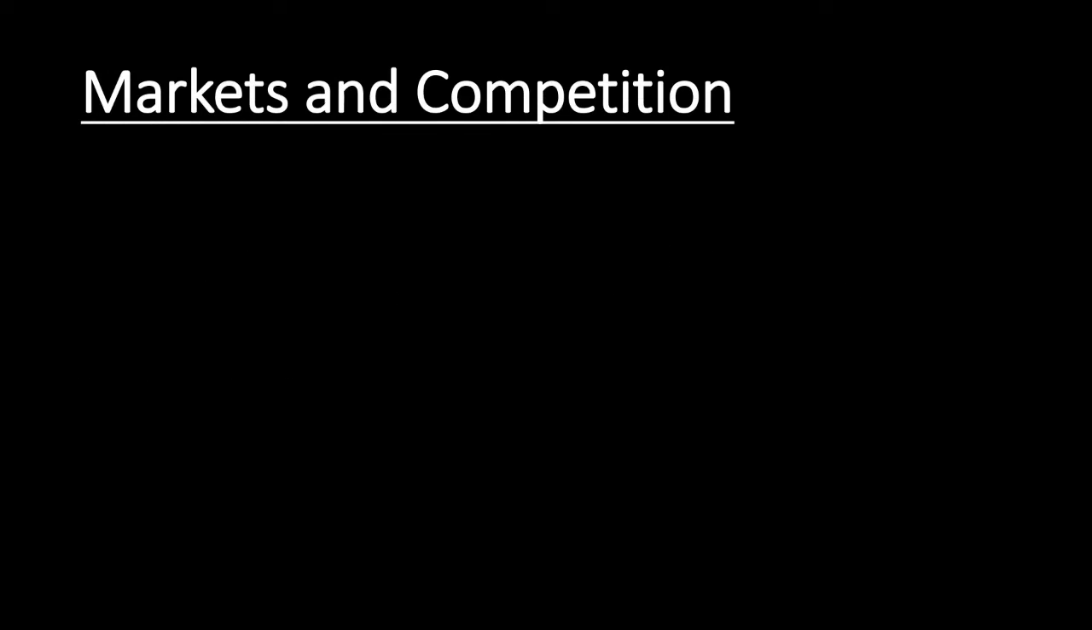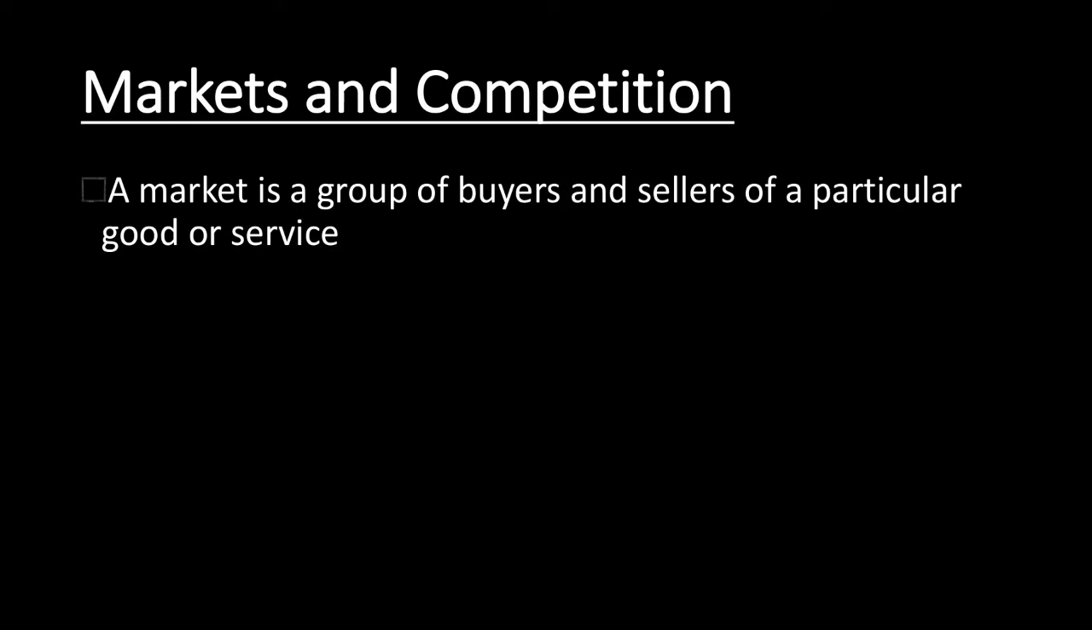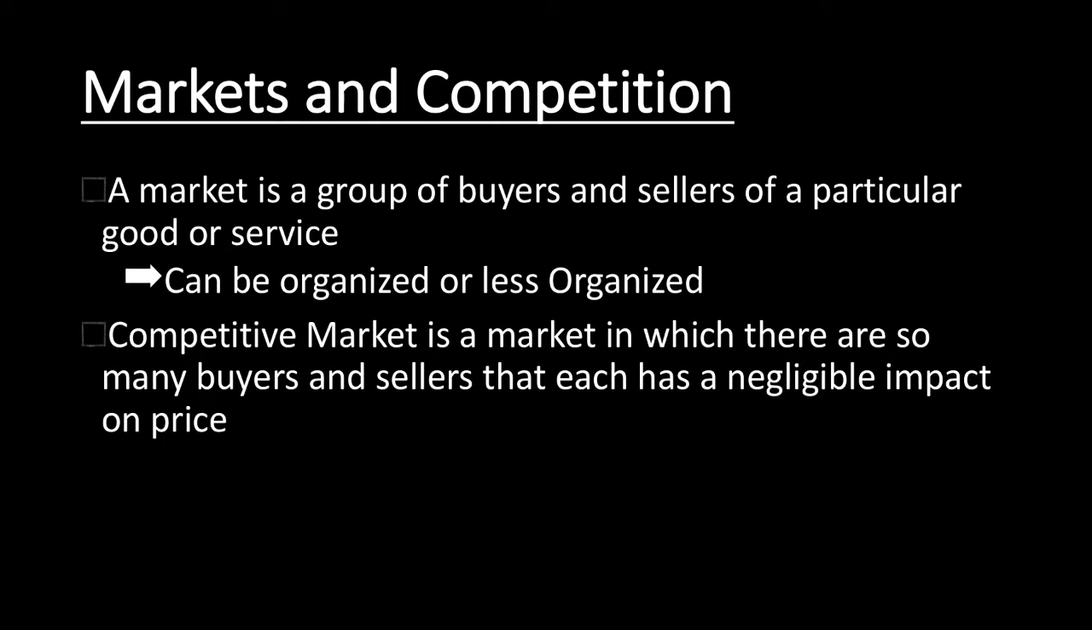So, first thing I want to talk about is what do we mean by a market? A market is any group of buyers or sellers for a particular good or service. It could be highly organized, it could be highly disorganized. So what I mean by that is, for example, an organized market might be the stock market, where there are specific rules about how stocks are traded. There are specific places where stocks are traded. There are specific times and people who are allowed to buy and sell stock.